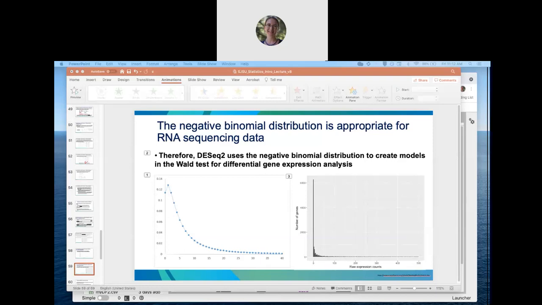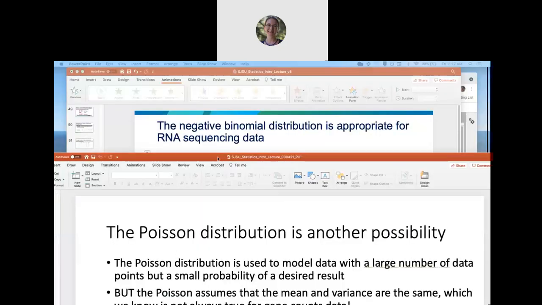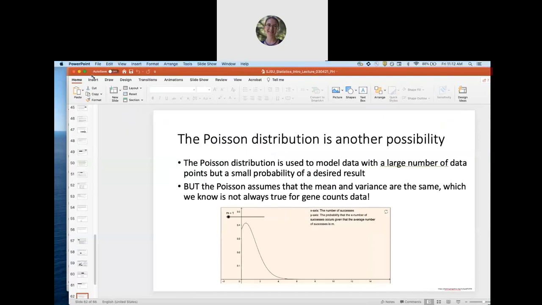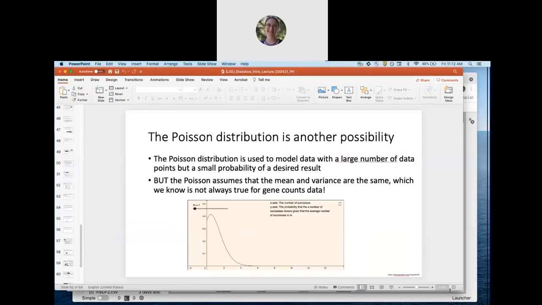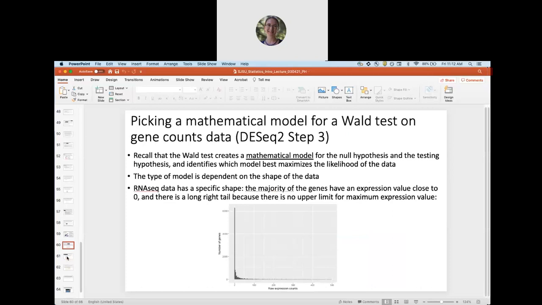Okay, so just to show you this quick slide, as Felix noted, there is another distribution that does look very similar to the RNA sequencing data distribution, long right-hand tail. But the limitation of the Poisson distribution is that it assumes that the mean and the variance are the same. And this is often not true for gene counts data.